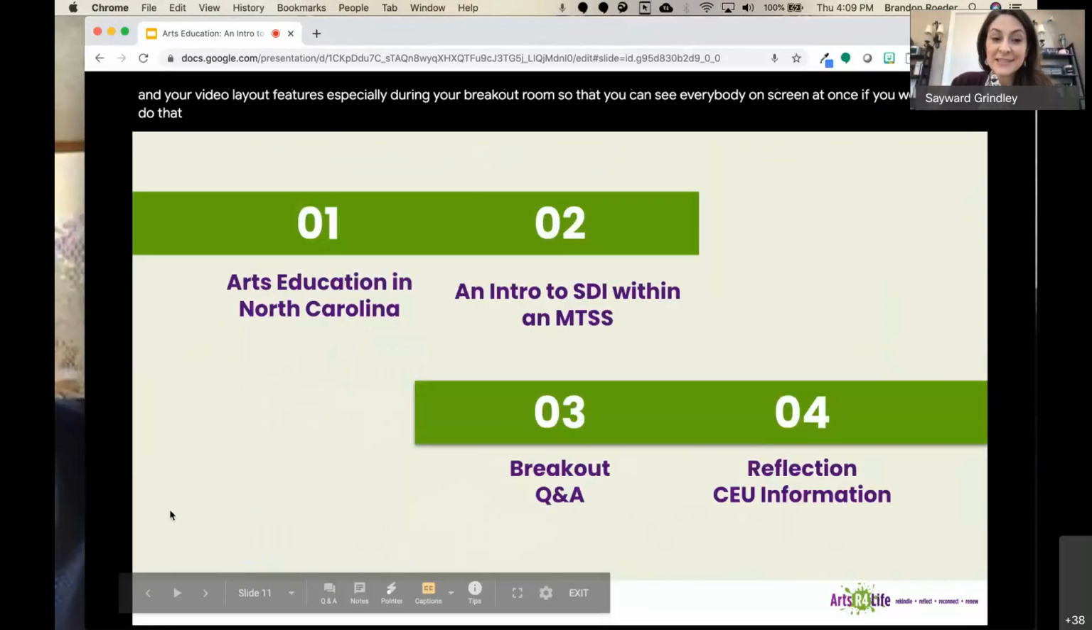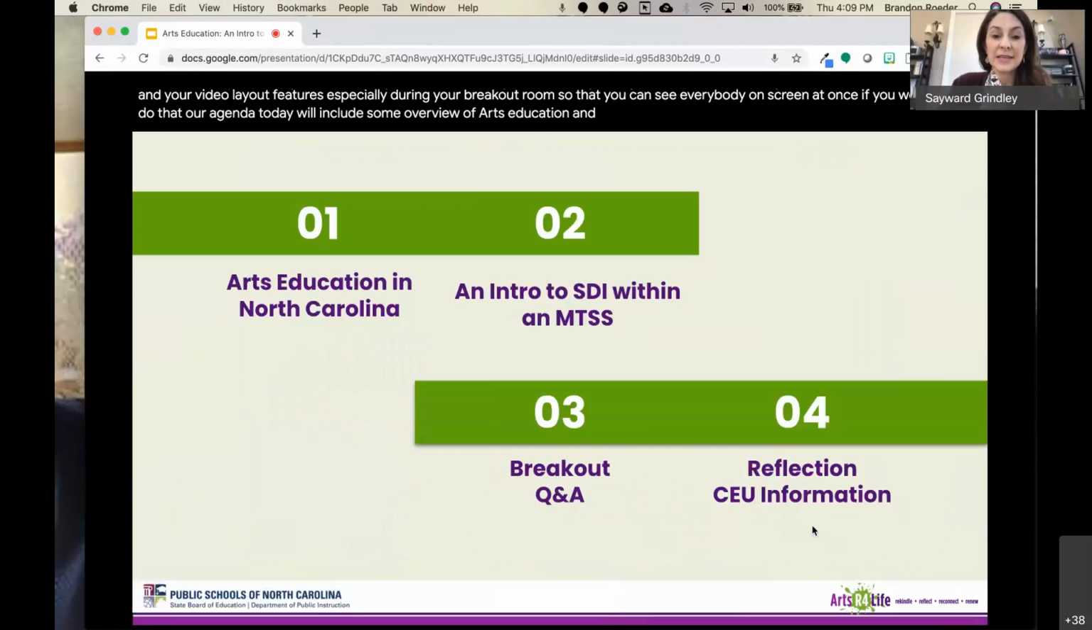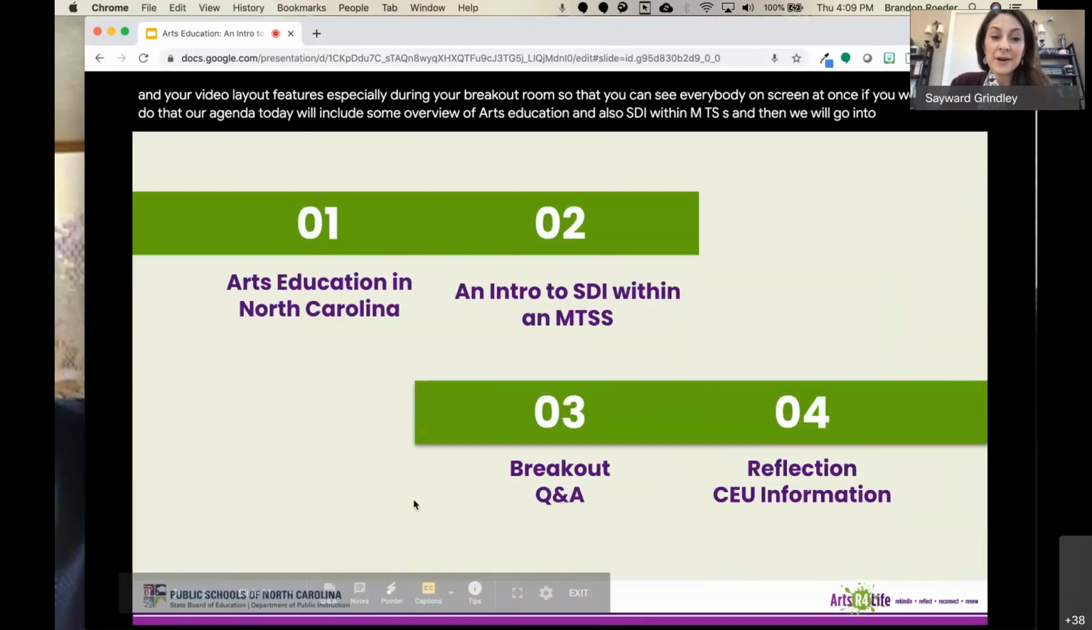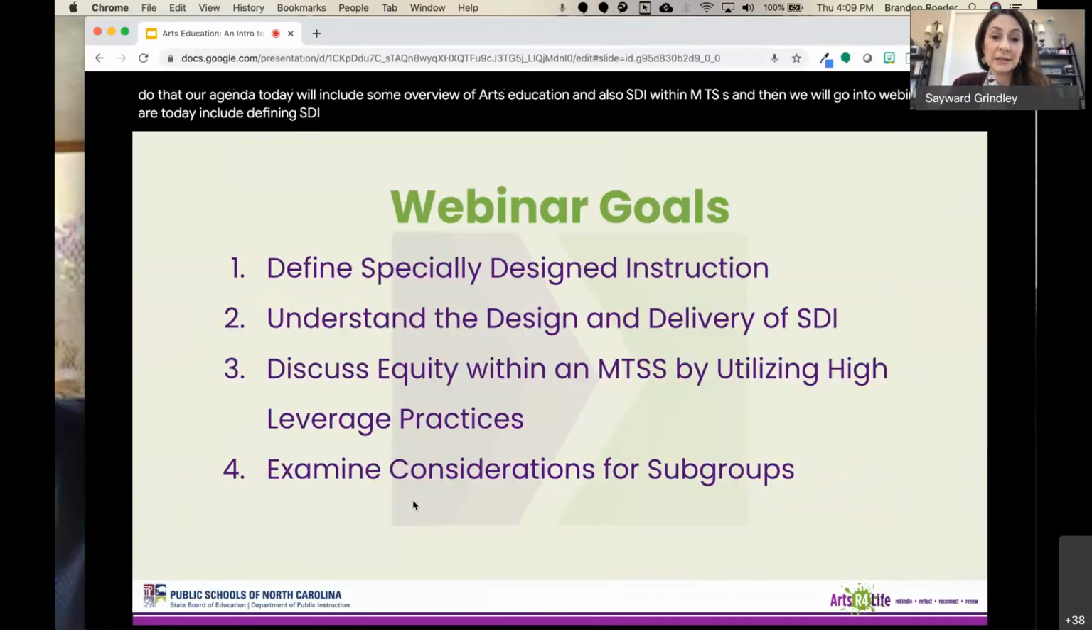Our agenda today will include some overview of arts education and also SDI within MTSS, and then we will go into breakout rooms as well. Our webinar goals for today include defining SDI, understanding the design and delivery, discussion of equity with high leverage practices, while looking at considerations for subgroups.